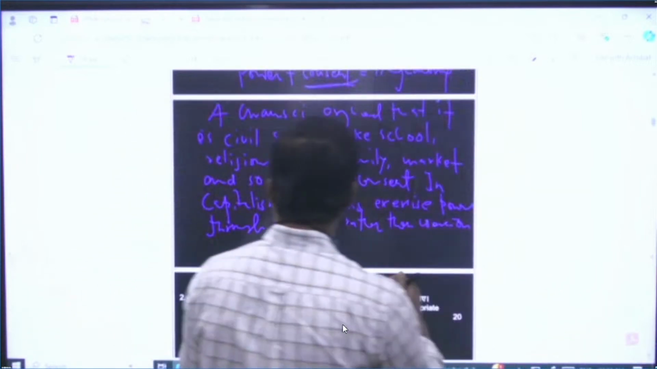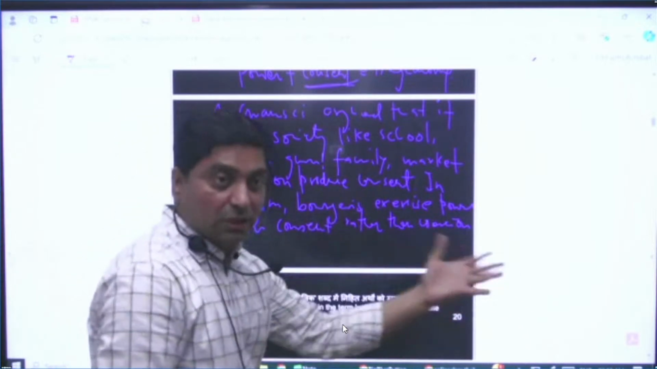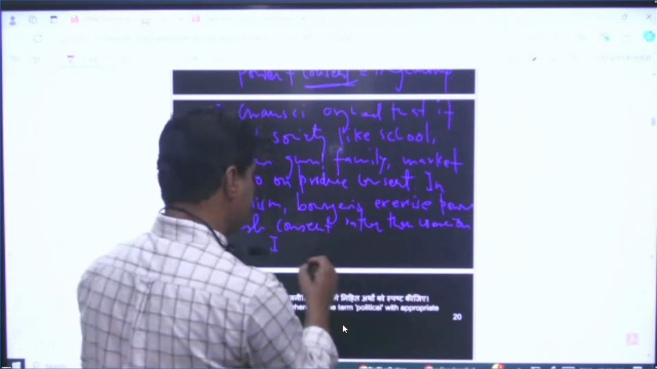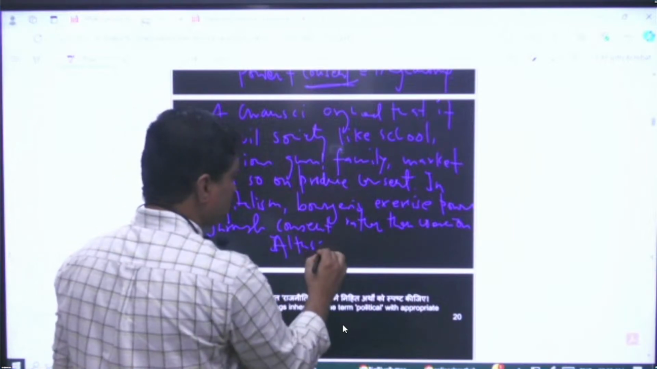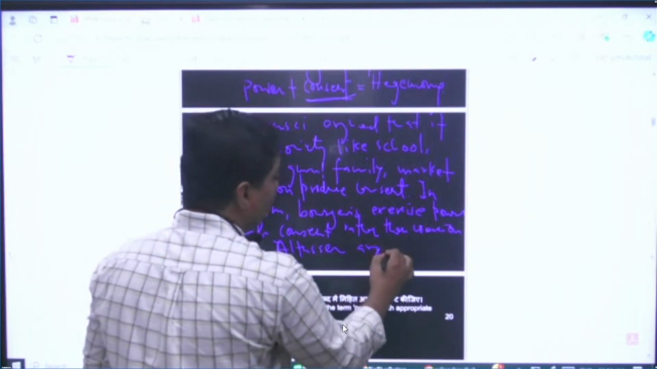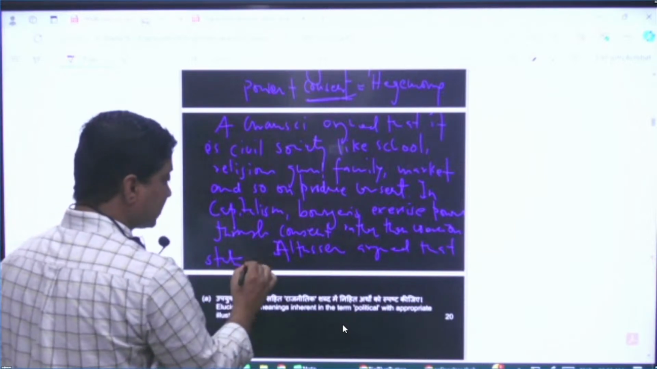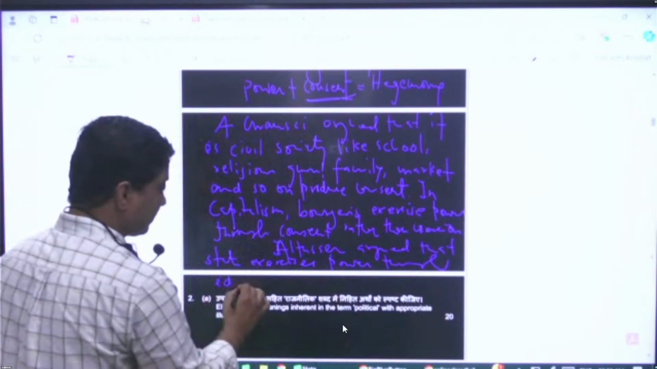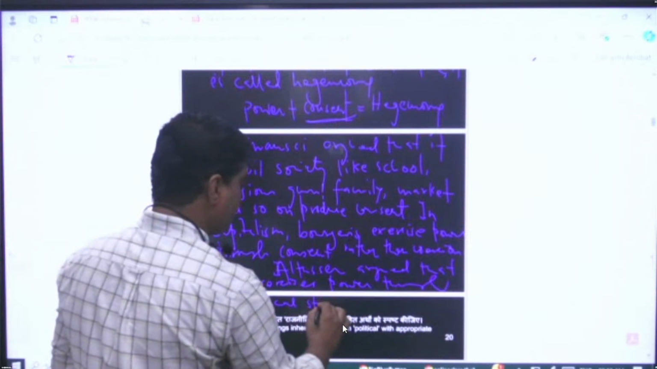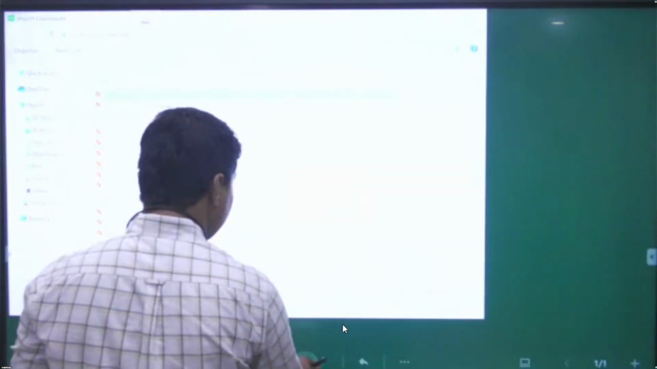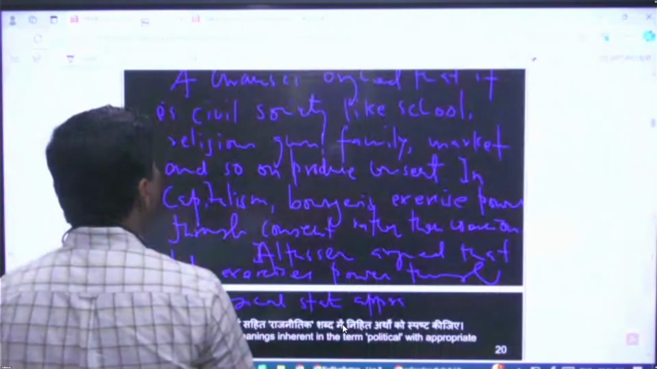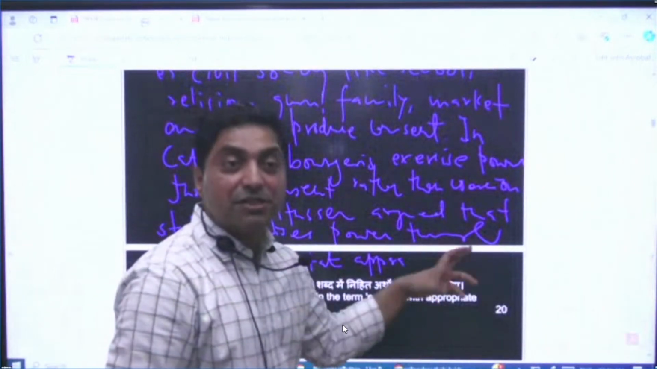Now one can include the neo-Gramscians, like Althusser, who also argued that the state exercises power through ideological state apparatus. When the ideological state apparatus fails, the state uses the coercive, repressive state apparatus.